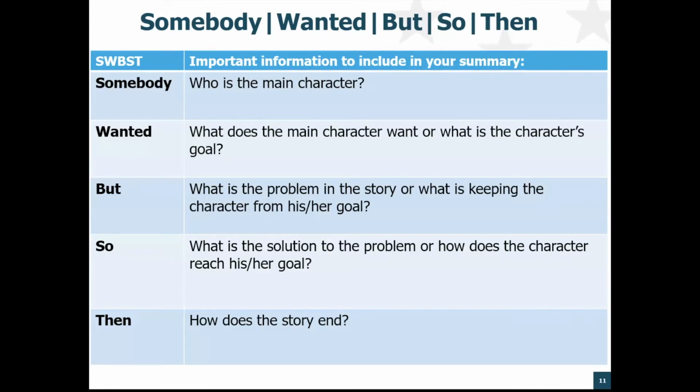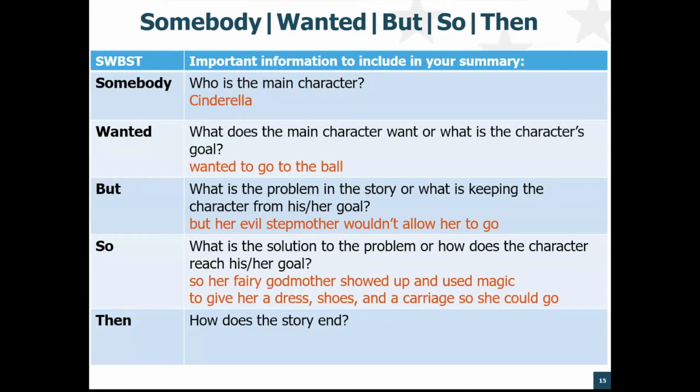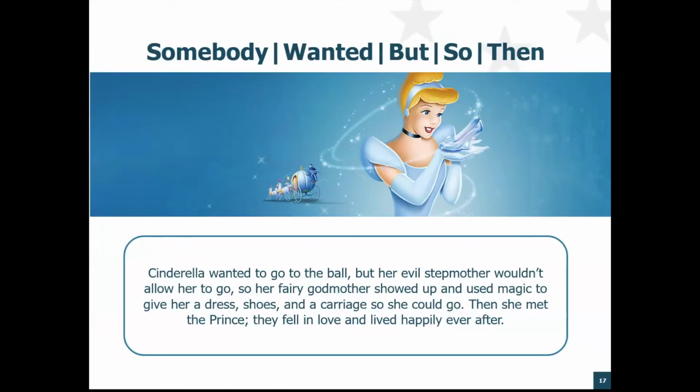Let's go over a simple example with a story we might all know. So Cinderella wanted to go to the ball, but her evil stepmother wouldn't allow her to go. So her fairy godmother showed up and used magic to give her a dress, shoes, and a carriage so she could go. Then she met the prince, they fell in love, and lived happily ever after. I would then use my Somebody Wanted But So Then graphic organizer to help me build a summary of Cinderella.